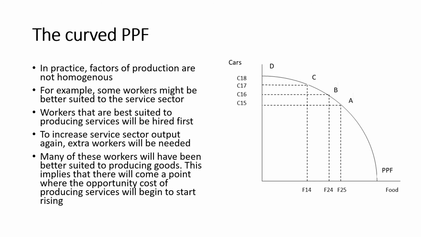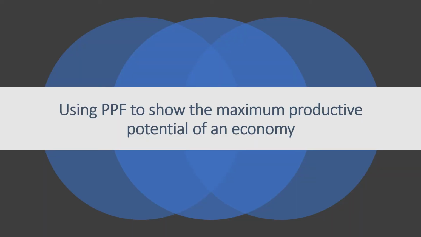So as we move towards either end of the production possibility frontier, we get an increasing marginal opportunity cost trade-off. And this, as I say one more time, reflects the fact that in practice, some factors of production are better suited to some industries than to others. Okay, the next thing that we're going to look at is how we might use the production possibility frontier to show the maximum productive potential of an economy.